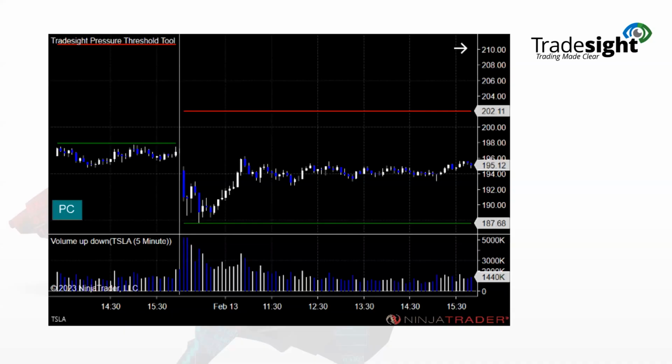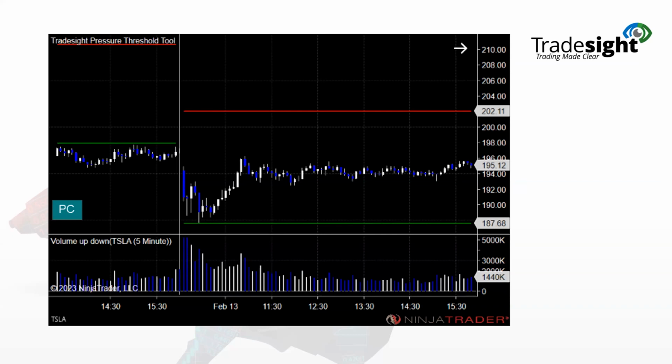But I want to show you how they get displayed on the charts in the NinjaTrader platform. So there are 2 levels every day, what we call the upper pressure threshold and the lower pressure threshold. The upper one, you can color coordinate it however you want in our tool, but I've got it as the red line, and the lower one is the green line. So this is just a sample day with Tesla. These are 5-minute candles. And you can see the back end of the prior day.